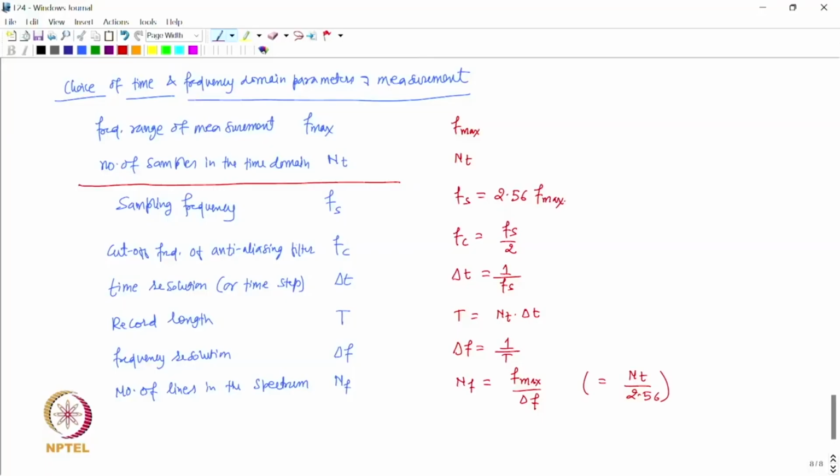So we also note from here that if we want to improve the frequency resolution, that is delta f, then we must have a higher record length, and higher record length depends on the number of samples. So if you take NT to be higher, then it will lead to a higher record length and a better frequency resolution. So this is how parameters should be selected.